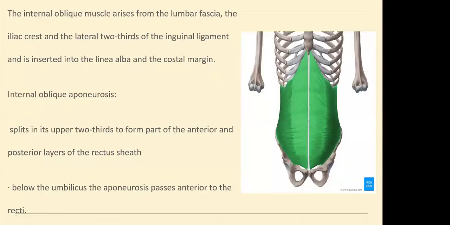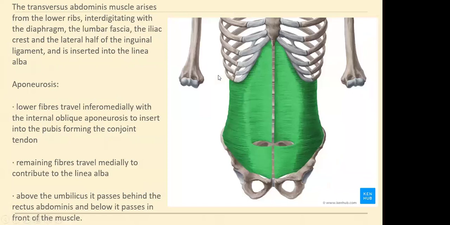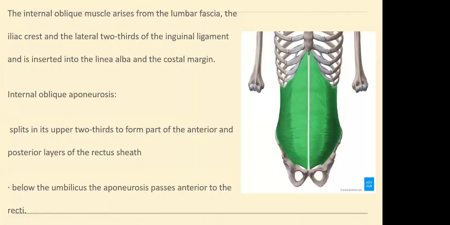The internal oblique aponeurosis arises from the lumbar fascia, the iliac crest, and the lateral 2/3 of the inguinal ligament, and is inserted into the linea alba and the costal margin. Its aponeurosis splits in the upper 2/3 to form part of the anterior and posterior layers of the rectus sheath, but below the umbilicus, it passes anterior to the rectus sheath.